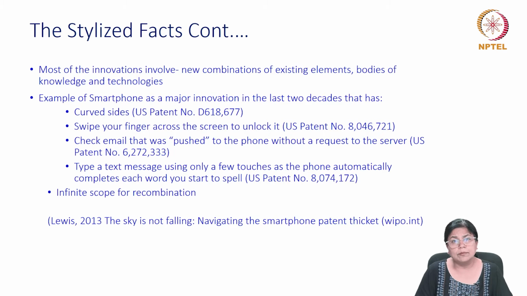Now, when you pick up this particular smartphone, you will find that it has a curved side. Then you will find that there is another patent on that. If you swipe your finger across the screen to unlock it, that particular technology is also supported and covered under a certain patent at a US level.